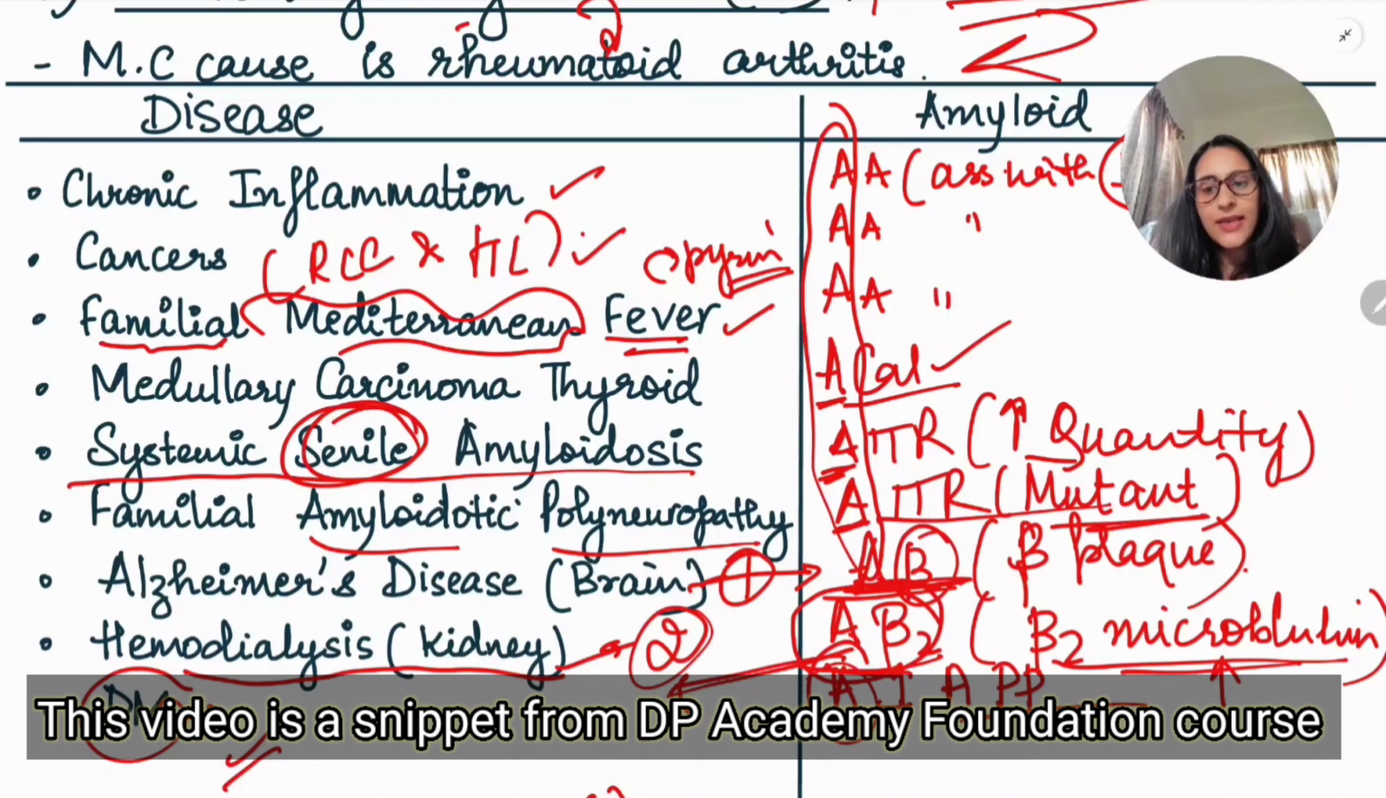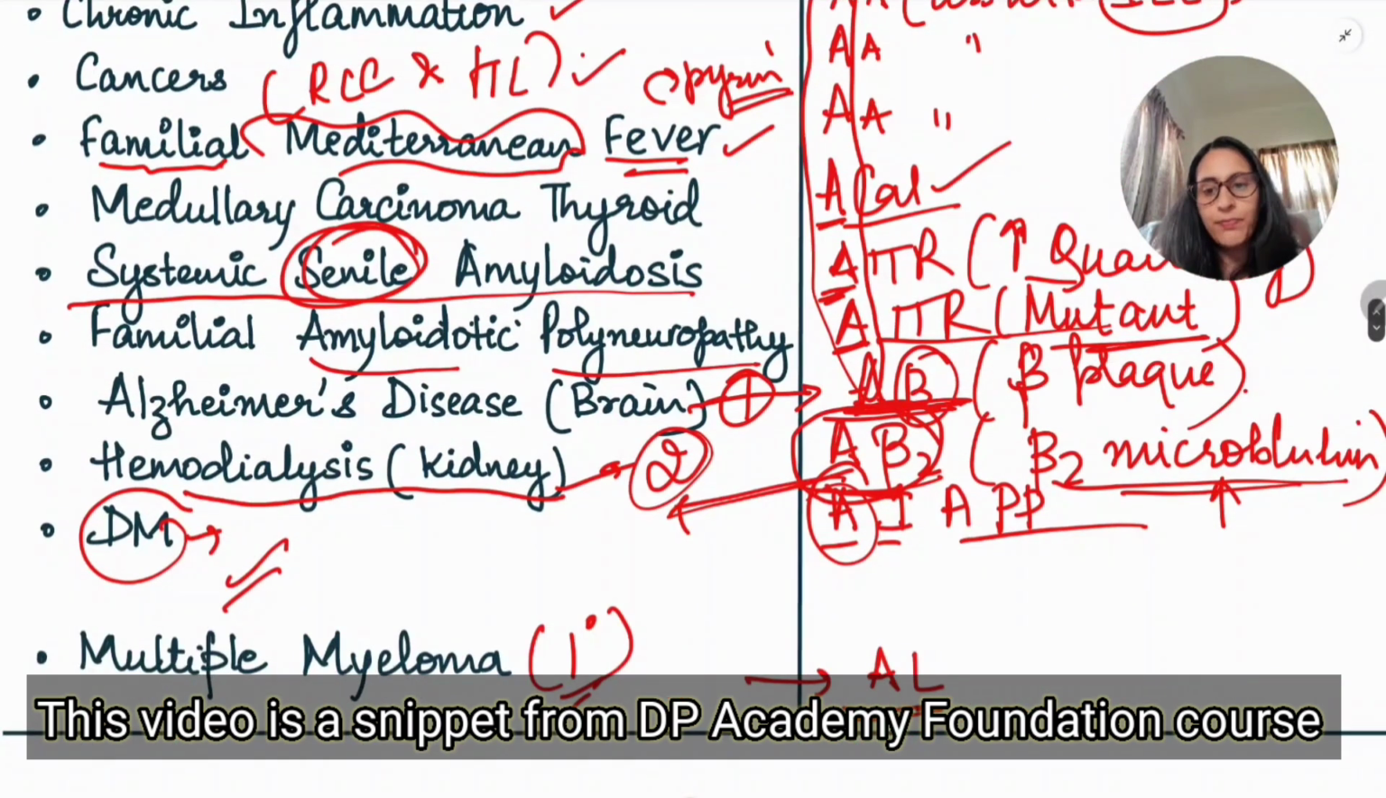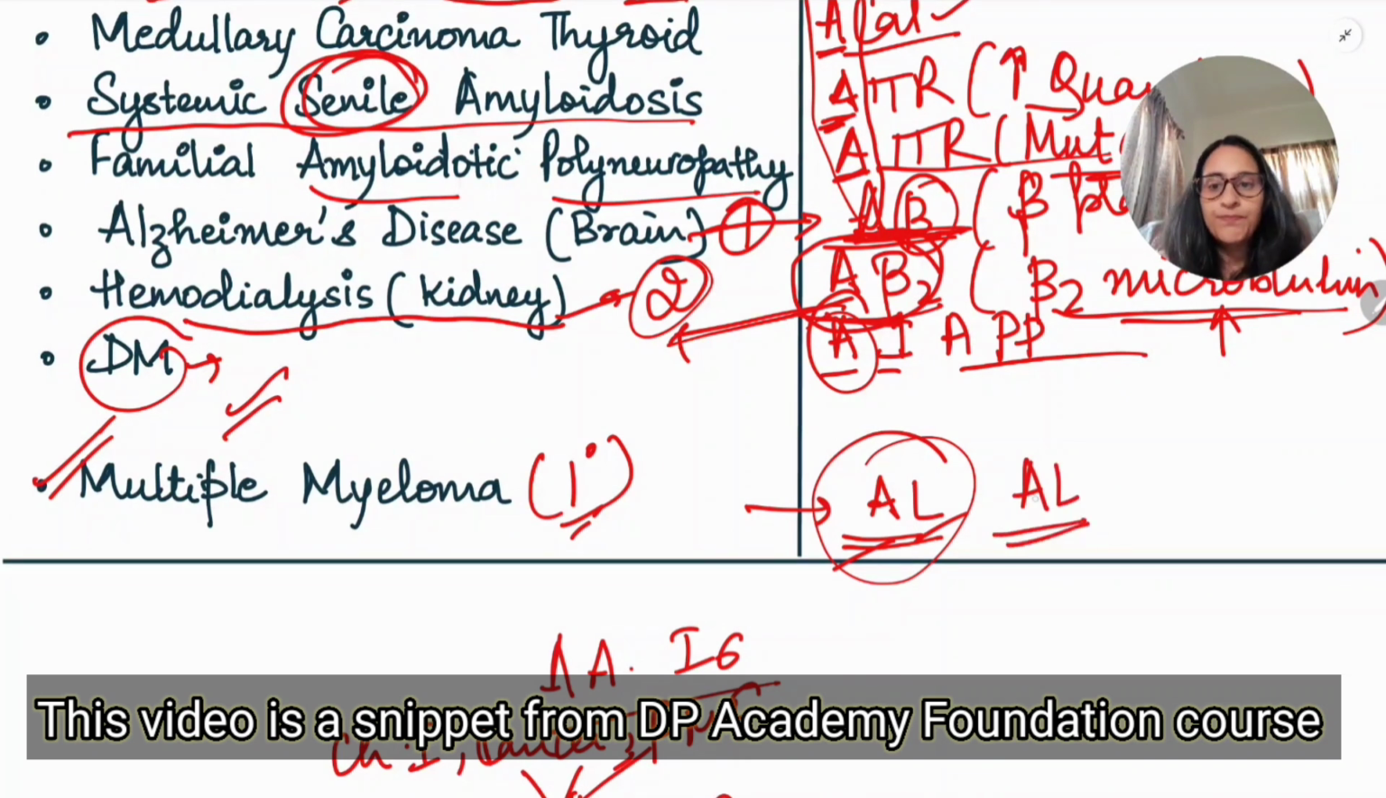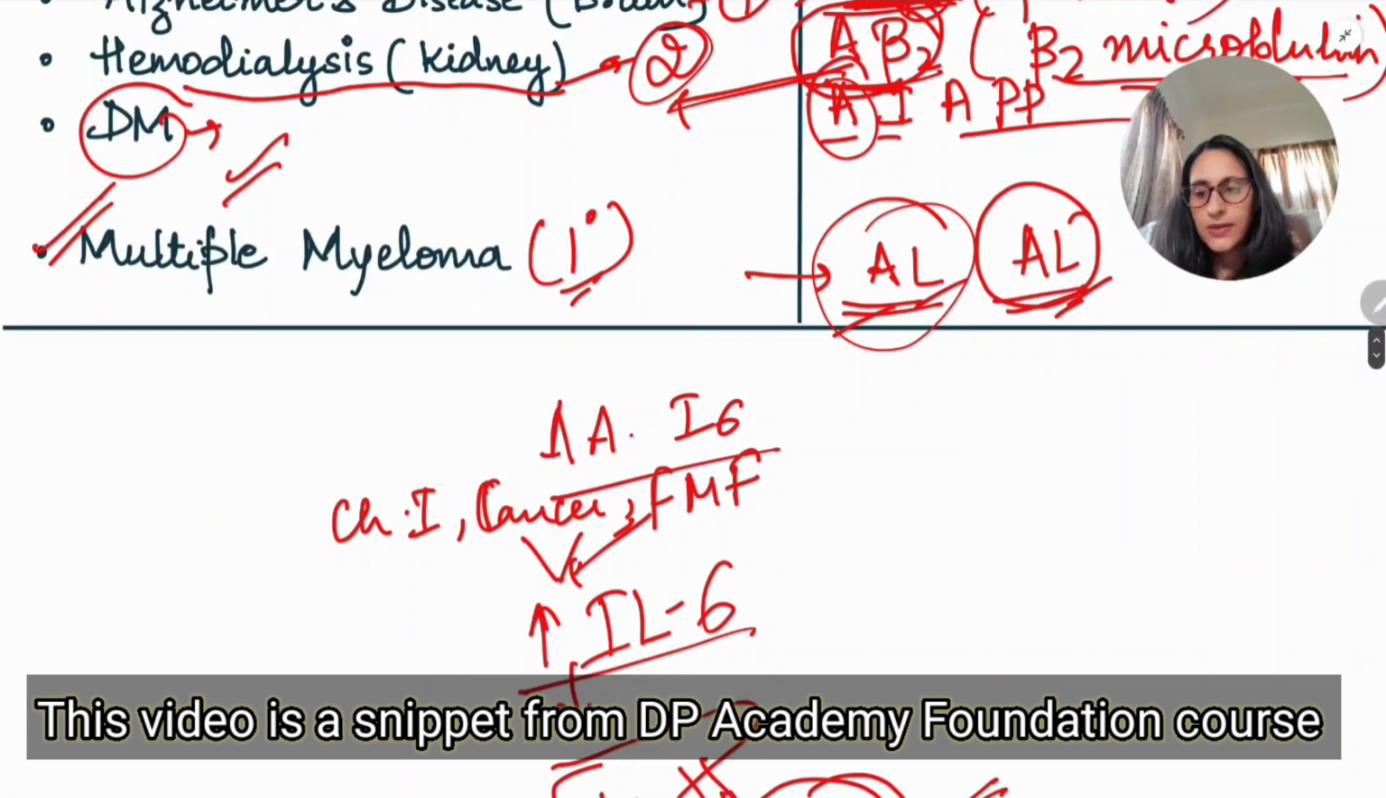Then diabetes mellitus, APP, which is amyloid islet pancreatic polypeptide. Multiple myeloma is an example of primary amyloidosis. In this, there is an excess of light chain. Along with that, there is amyloid. So there is AL protein, an excess of light chain protein that is seen and deposited in the kidneys.